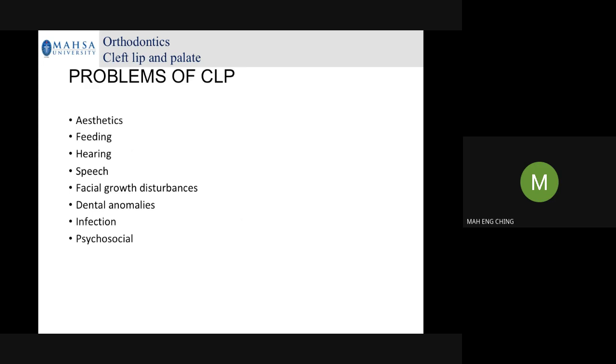Facial growth disturbance, this one we know. Sometimes the maxilla and mandible are not developed normally. Then dental abnormality, this one is very common. Sometimes they have fewer teeth, more teeth, or a lot of the time their teeth are not well aligned or are impacted. Infection can occur if food goes into the oral cavity and they cannot maintain very good oral hygiene or nasal hygiene, then it can cause an infection.